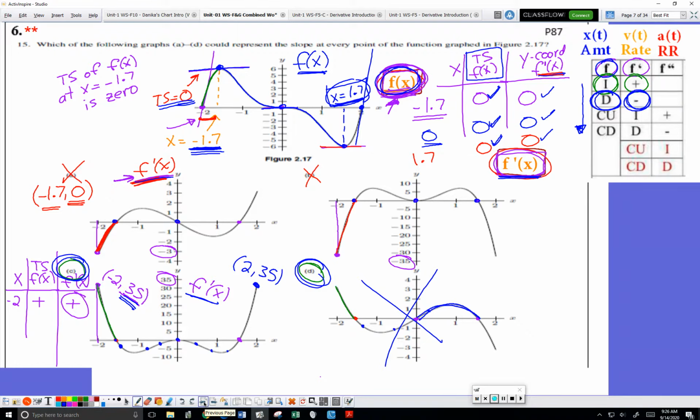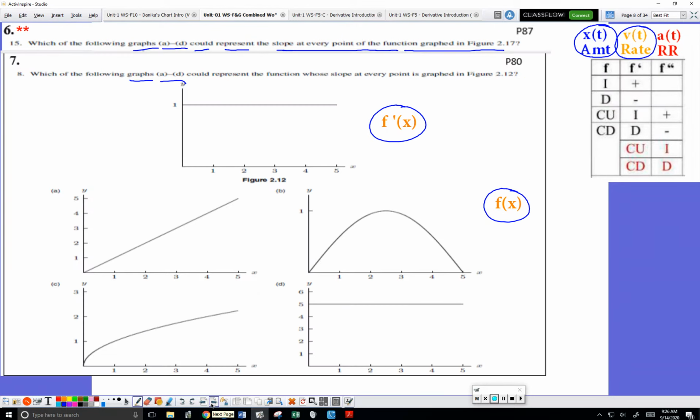So that's how I know that this is f and this is f prime. Now 7 through 10, they switch the wording on you. They say which graph below could represent the function whose slope at every point is graphed here. So they did reverse it, but it's not worded well at all. So that's why I'm saying, just remember this is f prime, this is f.